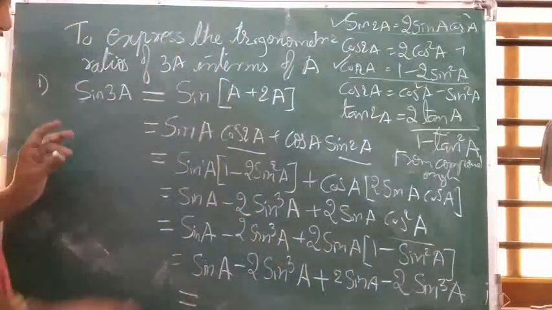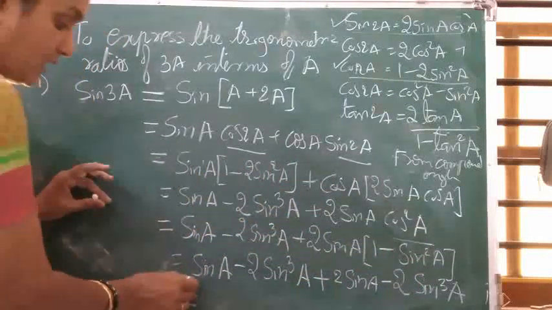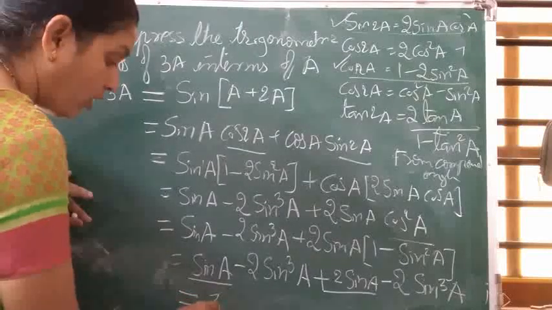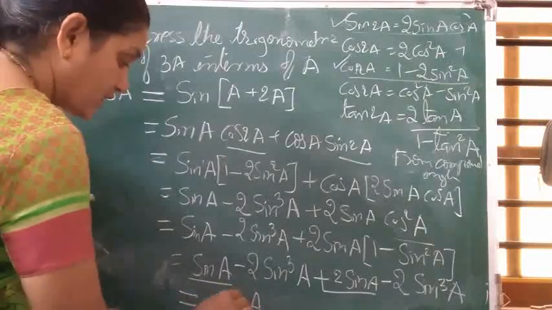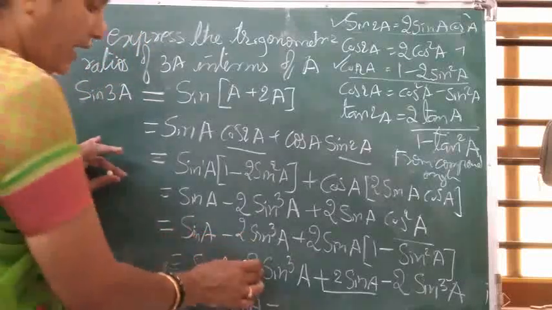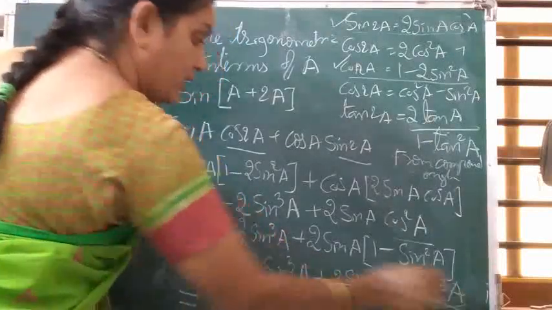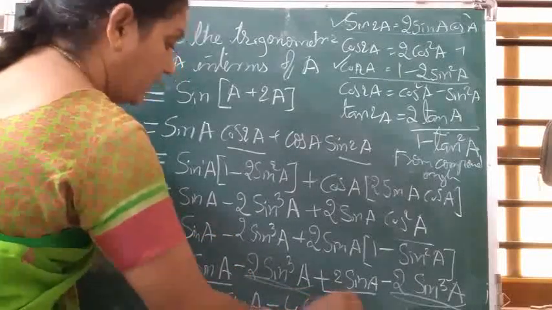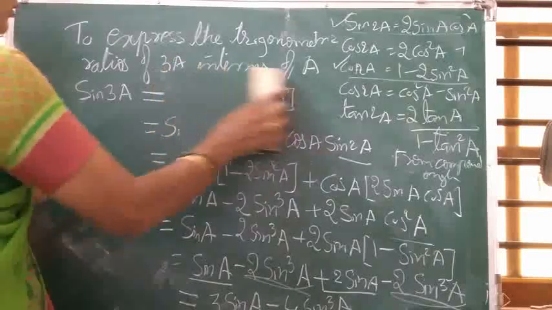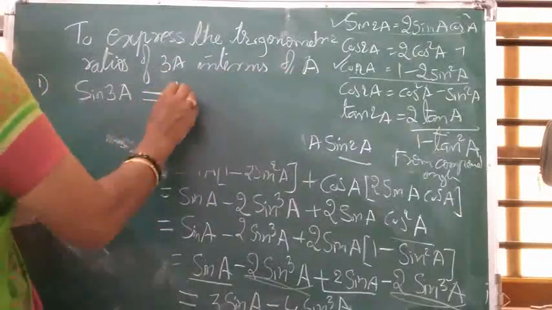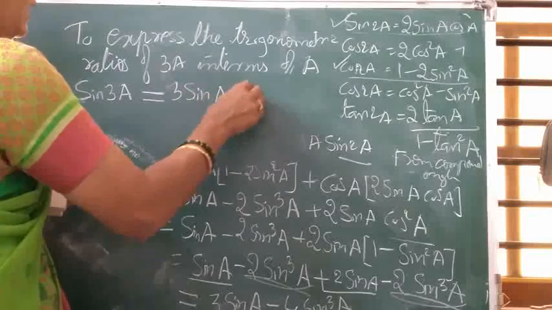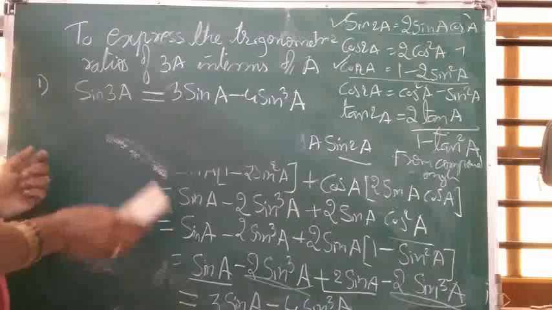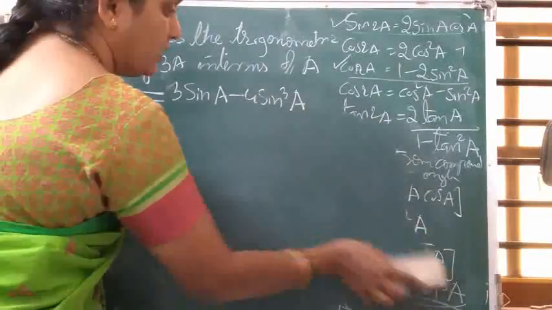Now you look, there is one sin A plus there are two sin A's. So I can write all together there are 3 sin A's, minus 2 sin cube A minus 2 sin cube A. Totally there are minus 4 sin cube A. Thus we have proved sin 3A is 3 sin A minus 4 sin cube A. Okay? I hope you understood.